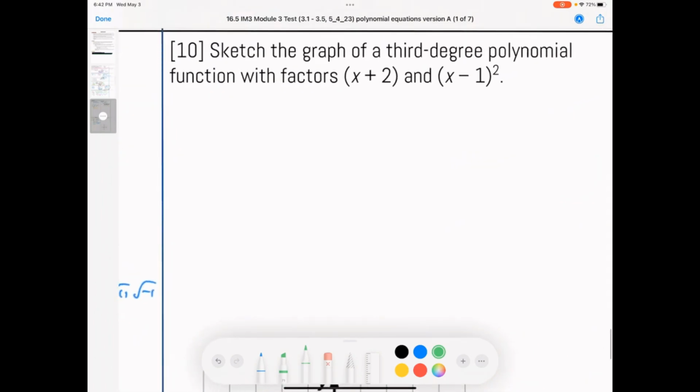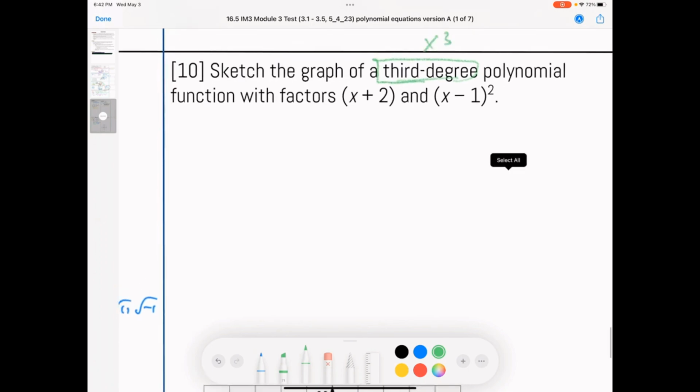Number 10, sketch a third degree polynomial. So like x to the third. So let's get some characteristics. It doesn't tell anything about the leading coefficient. So I'm just going to assume it's positive. Our degree is 3. If you set those equal to 0 and solve, you'll get -2 as my x-intercept. And this one is multiplicity. So multiplicity is 1.